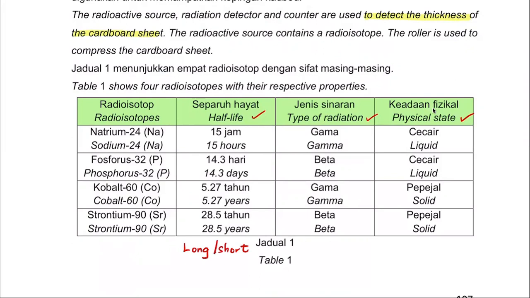Don't write the numbers as your answer. Only write in general, so it's either long half-life or short half-life. In this case, the half-life should be long. As you can see here, you can choose which one is the longest half-life. So you can tick this one and also this one, okay?